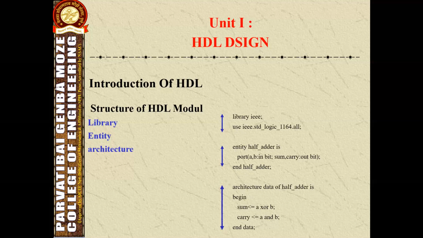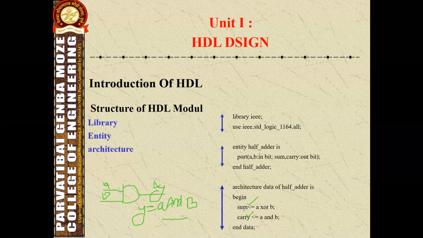Now let's see the architecture. The architecture includes details about the relationship between input and output of the system. For example, for an AND gate with inputs A and B and output Y, the architecture gives the relationship between input and output. So what is the relationship here? Output Y is equal to A and B. This relationship will be declared here in the architecture.